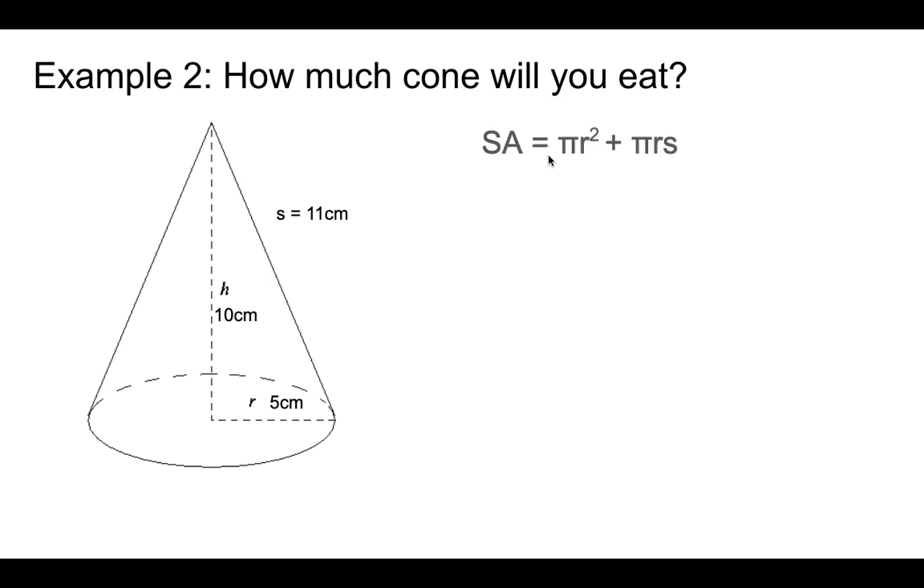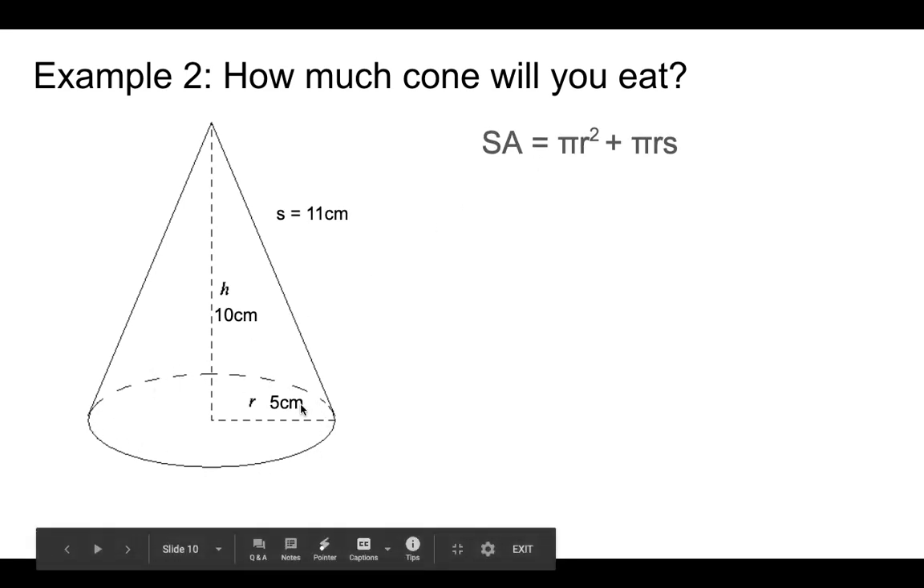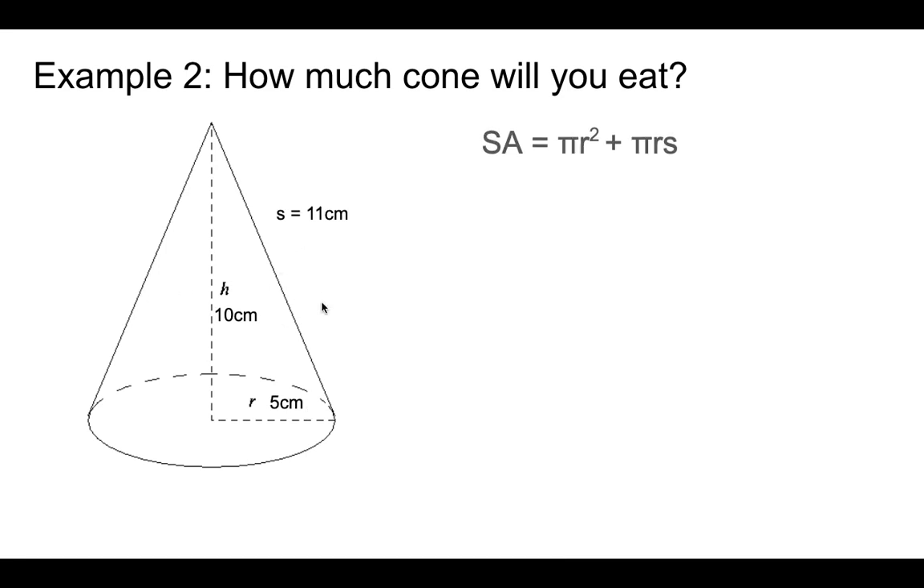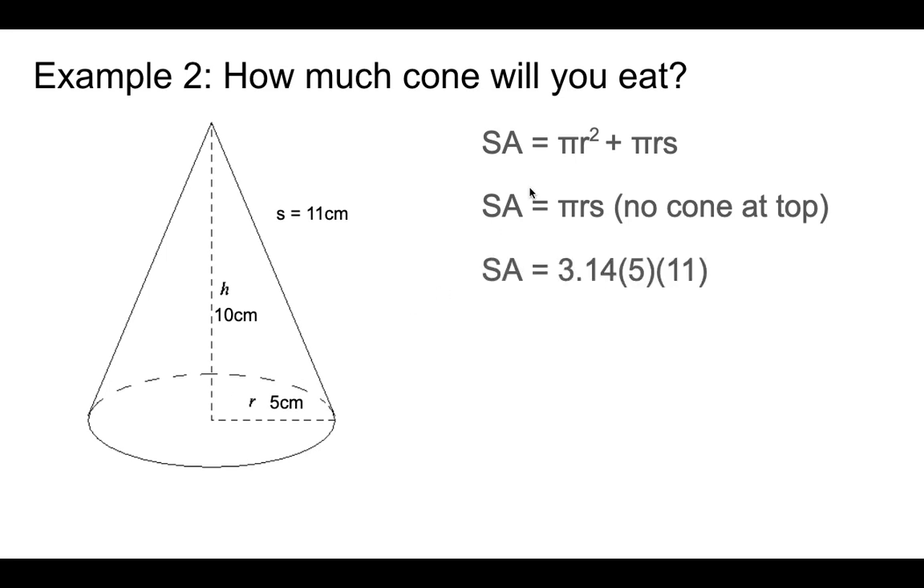Now, here's our full surface area equation. But if you think about an ice cream cone, there's actually nothing here. It's only the side part, which means we can get rid of that part of the surface area equation. There's no cover on the top of this. So the surface area then is pi r s, which is 3.14 times 5, our radius, times 11, our slant height. We put those in, we get 173.